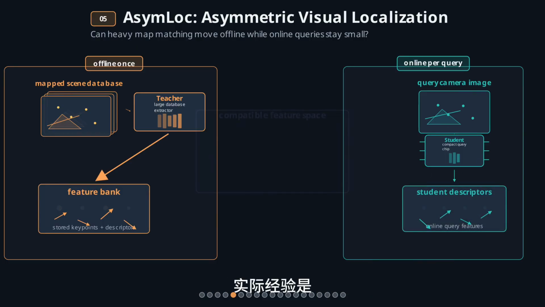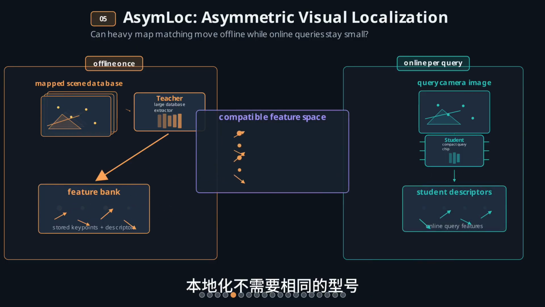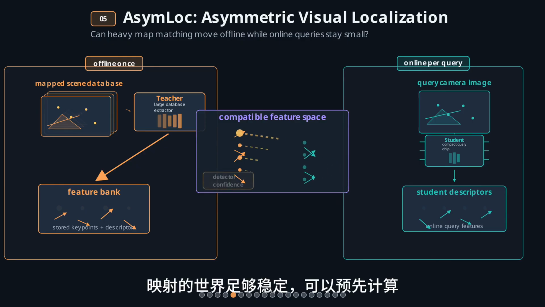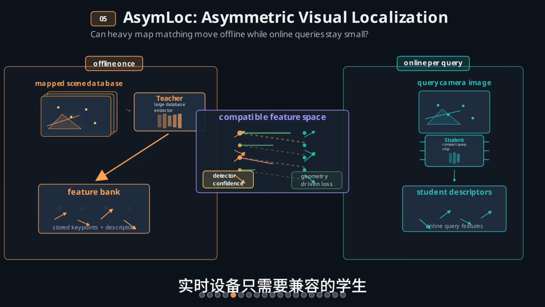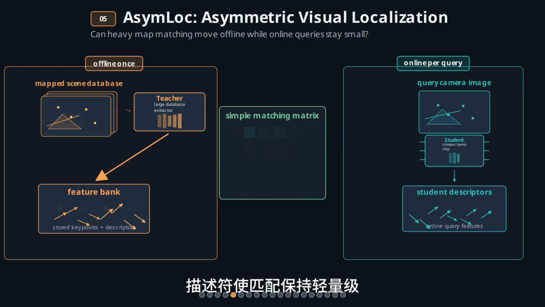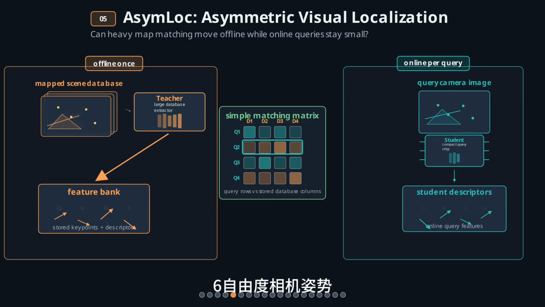The practical lesson is that localization does not need the same model on both sides. The mapped world is stable enough to pre-compute strong teacher descriptors. The live device only needs compatible student descriptors, so matching stays lightweight while the final output is still a full 6 degrees of freedom camera pose.